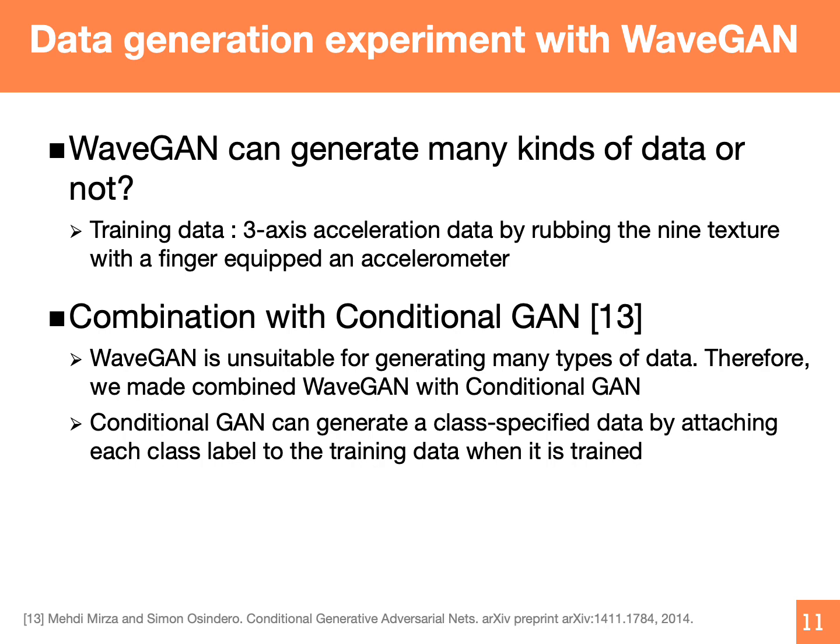Therefore, in this experiment, we combined waveGAN with conditional GAN. Conditional GAN can generate class-specified data by attaching each class label to the training data when it is trained. Thus, we combined waveGAN with conditional GAN.